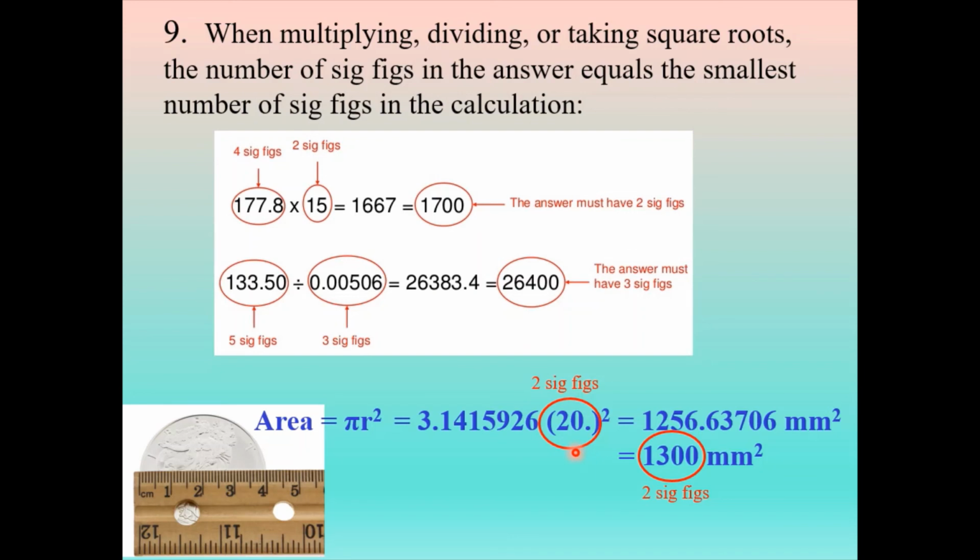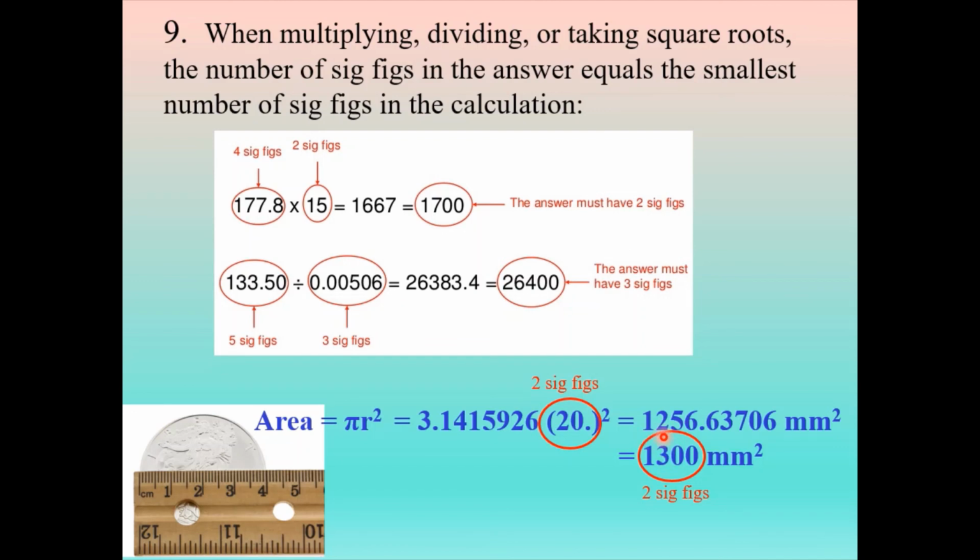So on our calculator, again, we have this number here, 3.1415926. This is pi, but the important thing is this number here has the least number of sig figs. Remember, this number here has an infinite number of sig figs. So on our calculator, when we do this, the answer comes out to be 1,256.63706 square millimeters. However, according to our rule, we have to put our answer in terms of 2 sig figs, so we round this to two significant figures.